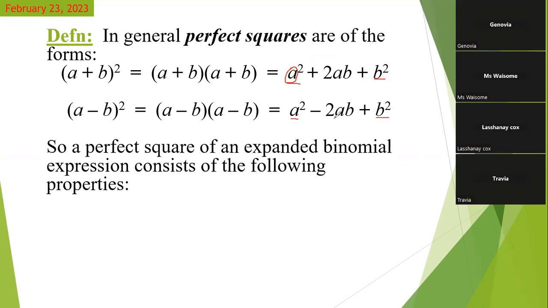Now, if you look at the middle term, you would notice that you have the product of the bases of the first and last term. The base of the first term is A, the base of the last term is B. So the product of those bases would give you AB, and that would always be in the middle. The product of the 2 bases is always in the middle, and then you times it by 2. That's always a characteristic of a perfect square. All right, let me see your hands if you understand clearly what I'm saying, guys.